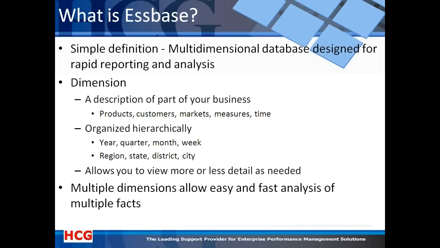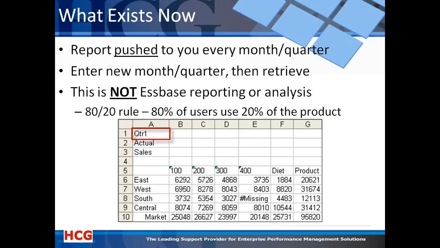And the fact that there are multiple dimensions, a multi-dimensional database, allows for the easy and fast analysis and reporting of multiple facts rather than just 2 or 3 facts. And I'm making a presumption at this point that right now maybe you have reports that are given to you, created by someone else, and that you just go and retrieve into those reports, possibly changing something like the time member that you see here in cell A1 from quarter 1 to quarter 2, or from January to February, and then doing another retrieve and you're done with your reporting.